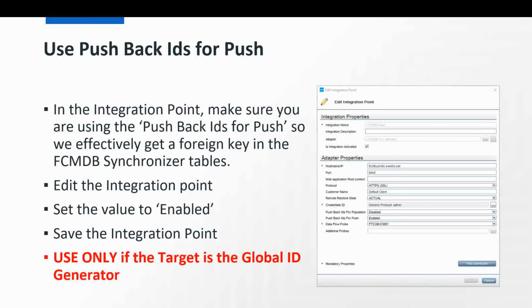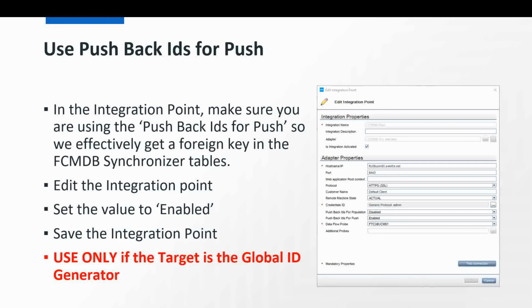One thing that's commonly asked is, should I use the pushback IDs for push? What does that even mean? Well, essentially, if the target system is the global ID generator and the source system, usually UCMDB, is not a global ID generator, then when you push data over to that target, you're going to want to get back the global ID that it used to insert those CIs so that your global IDs are synchronized. All right, so that is why you would use the pushback IDs for push. That's why you would set that to true or to enabled.